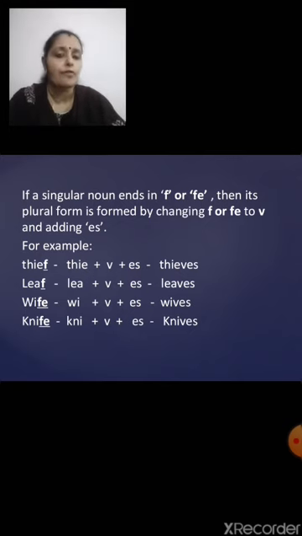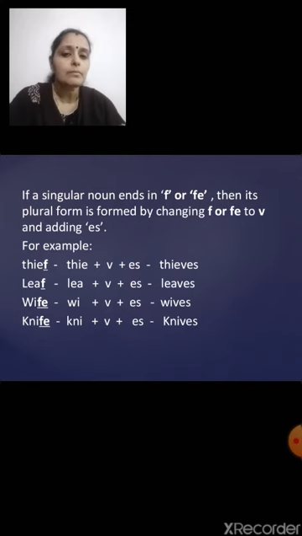Now, W-I-F-E, wife. What are the last two letters here? F and E. So I have to remove f-e and I will add v there and then es. So W-I-F-E is wife. I'm removing f and e out of it. I will add v and then I will add es. So W-I-V-E-S becomes wives.